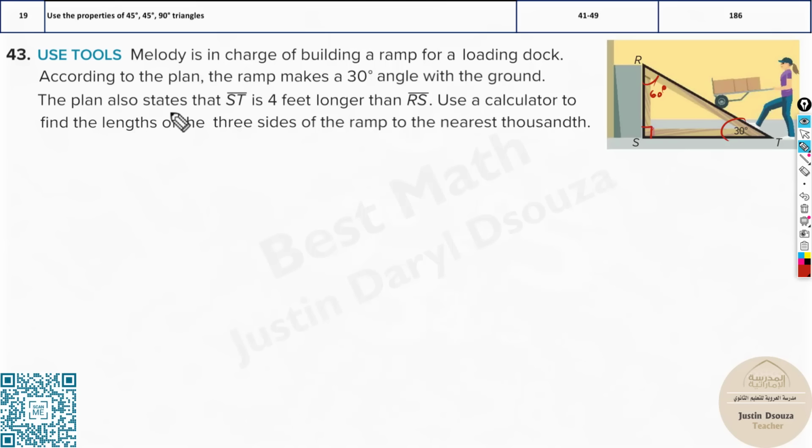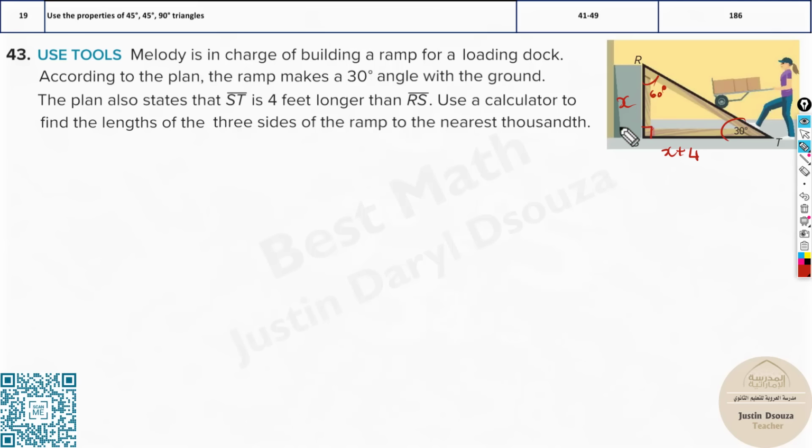And then the plan also states that ST, can you see this ST base, is 4 feet longer than RS. Okay, 4 feet longer than RS. Now let me take this RS as x. So ST is x plus 4. Whatever is this, sorry, RS is not hypotenuse. It can't be longer than hypotenuse. My bad. RS is this x, okay? So this will be x plus 4 no matter what. We need to find the lengths.